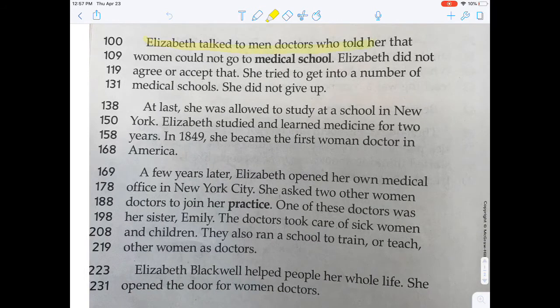Elizabeth talked to men doctors who told her that women could not go to medical school. Elizabeth did not agree or accept that. She tried to get into a number of medical schools and she did not give up. At last, she was allowed to study at a school in New York. Elizabeth studied and learned medicine for 2 years. In 1849, she became the first woman doctor in America.